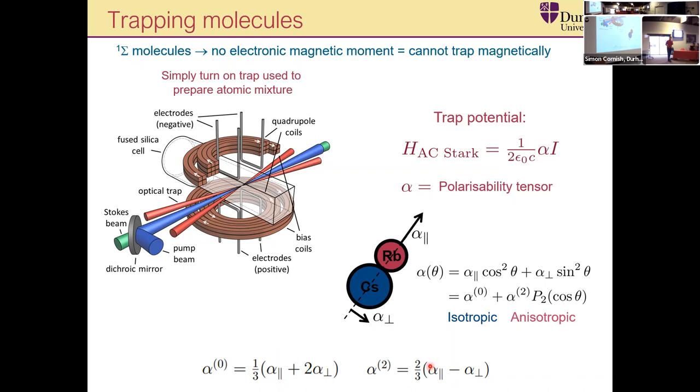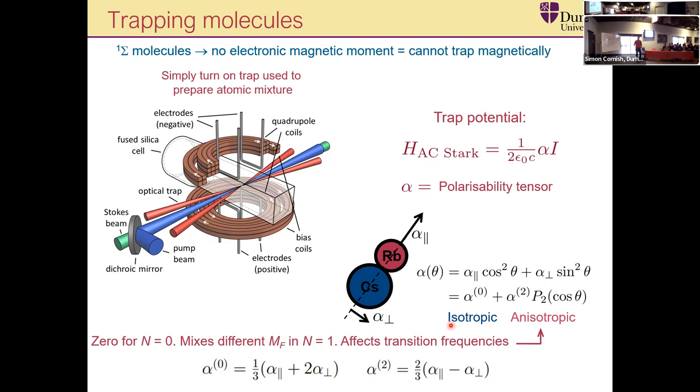We often find it convenient to actually rewrite this in terms of an isotropic and an anisotropic polarizability. But the two are just straightforwardly related to alpha parallel and alpha perpendicular. So the isotropic polarizability is good, it contributes to trapping, you like it. This anisotropic polarizability, as you'll see more so in the next lecture, is a bit of a pain. It's zero, or I should say almost zero, in N equals zero. But in N equals one and N equals two, it's not zero, and it actually then mixes different M_N and M_F projections of the molecule, plays havoc in the hyperfine structure that I'll show you next time.